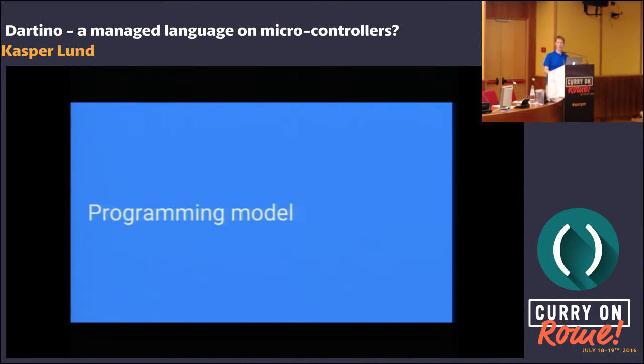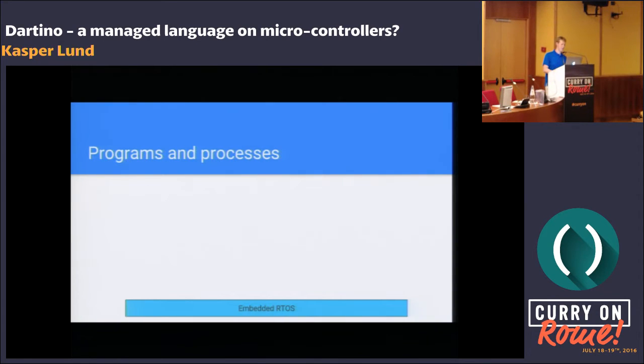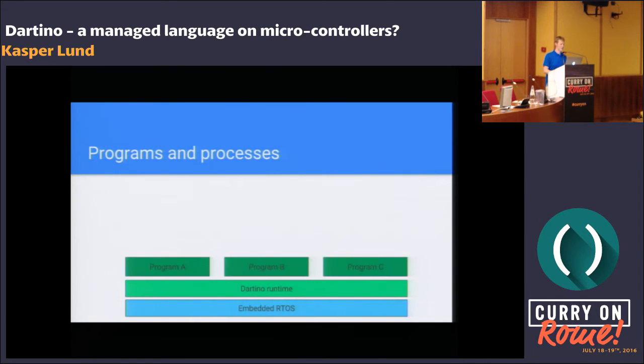So the programming model that we're proposing for a managed language on these small devices needs to be a little bit more flexible than what you can get from a stack based on C. What we do is, at the bottom layer, we have a traditional embedded real-time OS. We use FreeRTOS for a lot of things because it's open and available, and we like the accessibility that's built into that. On top of that, we put the Dartino runtime, and then we allow you to have multiple independently developed programs that run on top of this setup.